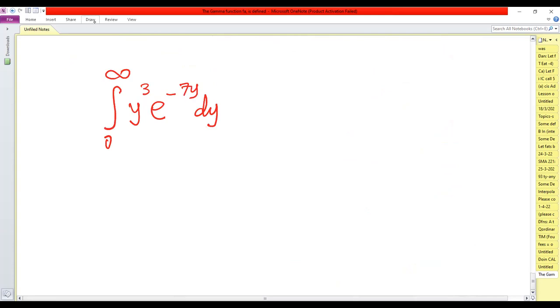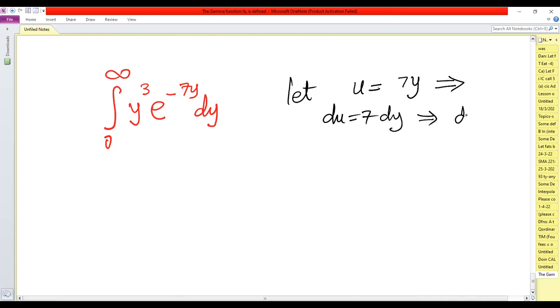So we'll say let u be given by 7y. Which means du is 7 dy, which means dy is the same as du over 7. Now, once we have the expression for dy, y alone from this one will be given by u over 7.